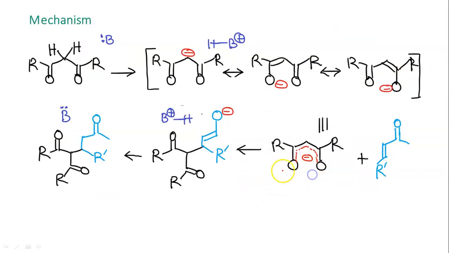Now we will see the mechanism. So here we have our active methylene compound, or we can say donor. In presence of base, one of the hydrogens will be removed and there will be generation of a carbanion, and our base is now protonated. Now this carbanion can have resonance structures. So suppose this is number 1, this is number 2, this is number 3. The negative charge may be on carbon, it may be on the left hand side carbonyl oxygen or the right hand side carbonyl oxygen, both possible.